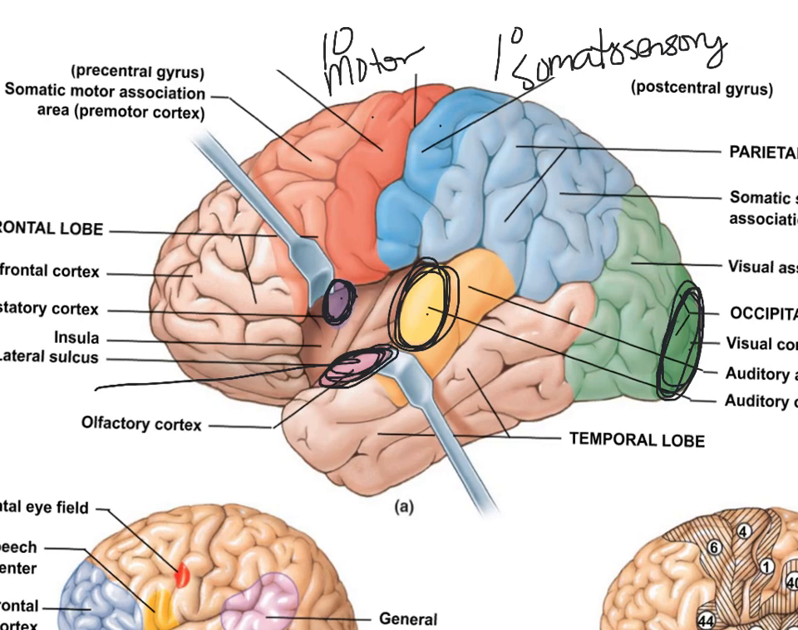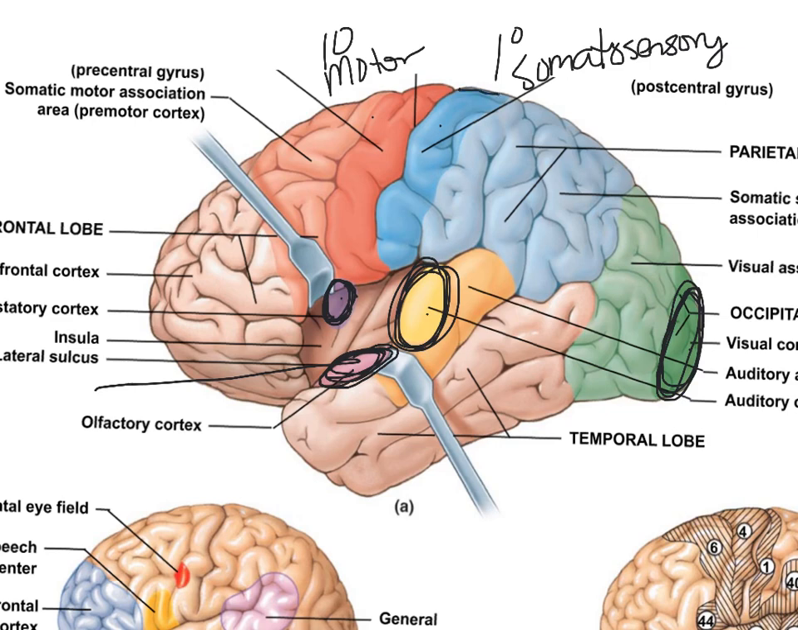Now, in addition to those, we have these things that are called the association areas. And the association areas help you to interpret whatever information came in. We have several different sensory association areas, and then we have one motor association area. So let's first look at the sensory association areas, right? They're going to be found right next to these special cortex areas.